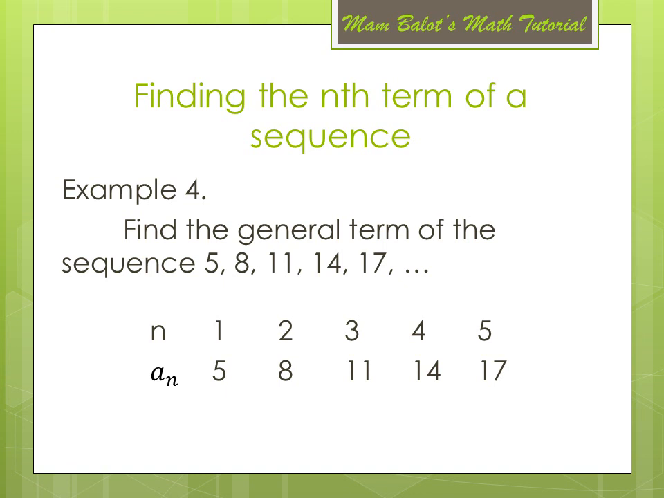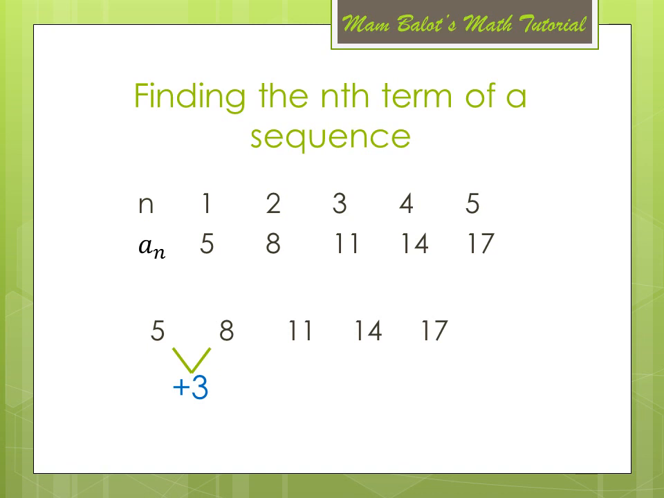So from this, we can get the difference of the terms, which is positive 3, or we just add 3 from 5 to 8. Okay, 8 to 11, again, we have to add 3. 11 to 14 plus 3, and then plus 3, you have 17. So observe that the differences are constant, which means that this implies a linear relationship.